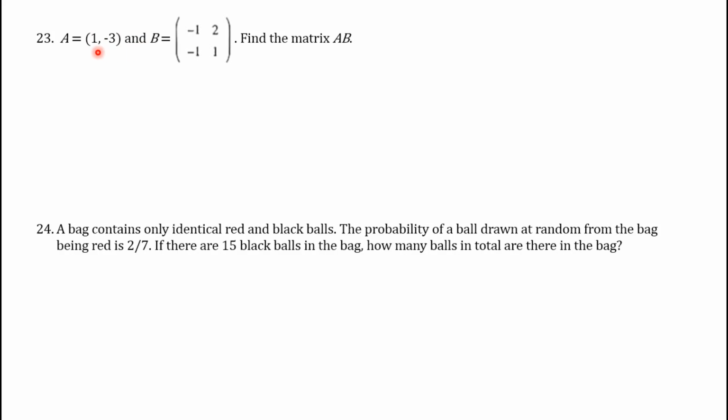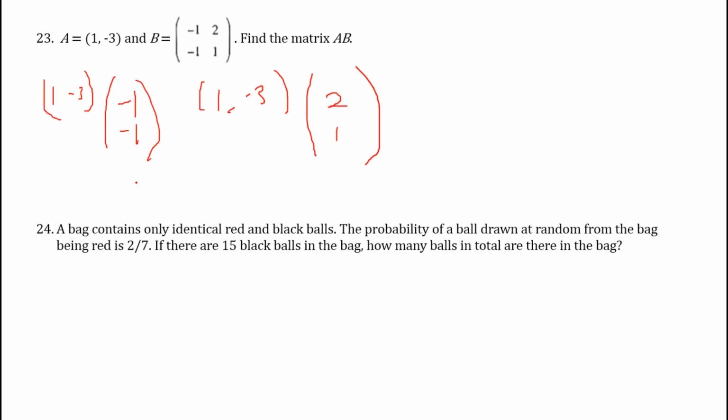Same way you do this. You multiply the first one with the first one, and then you multiply the second one with the second one, and then you add those 2 values. That's how you find a matrix. So this is how you do them.